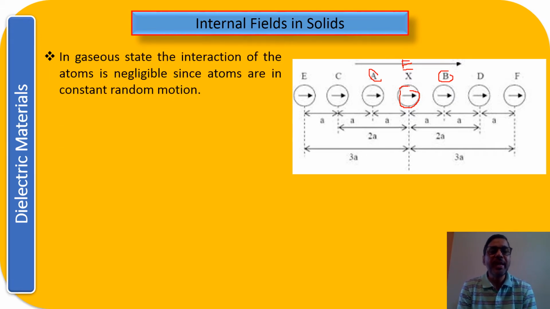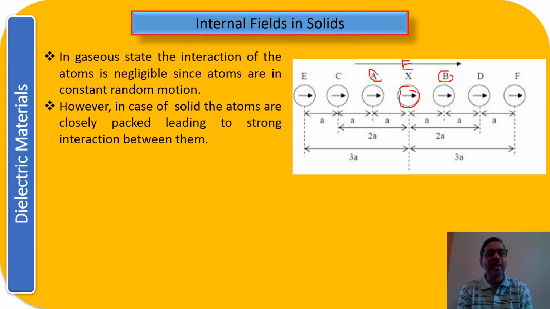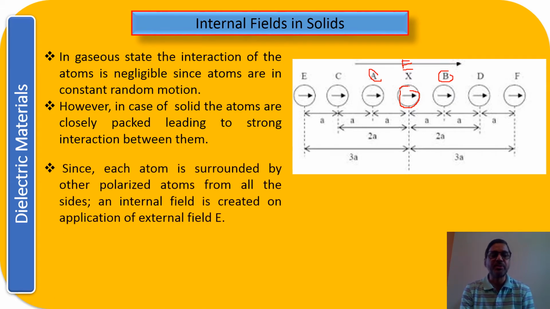So in the gaseous state, the interaction of the atoms is negligible, since atoms are in constant random motion. Because you know the atoms are not at a fixed distance, they are randomly distributed, randomly moving, and therefore you have negligible influence of one atom on another atom. However, in case of the solids, atoms are closely packed, leading to strong interaction between them. So all the atoms are going to interact with the other atoms.